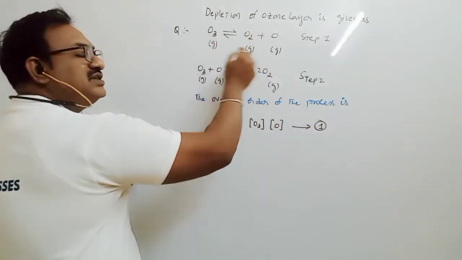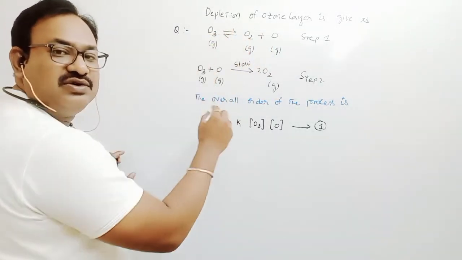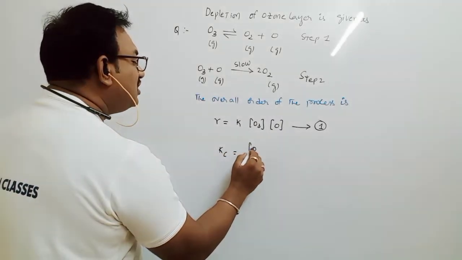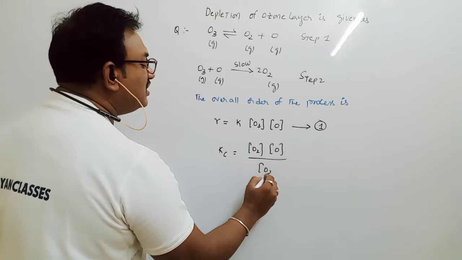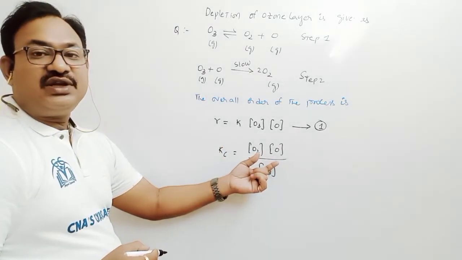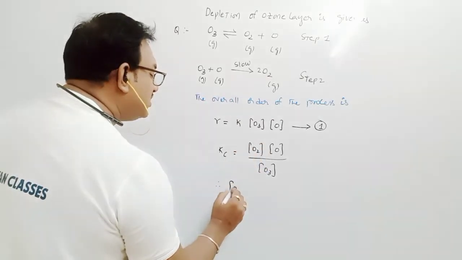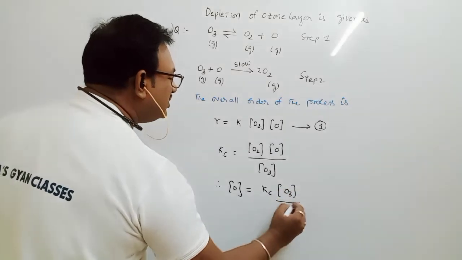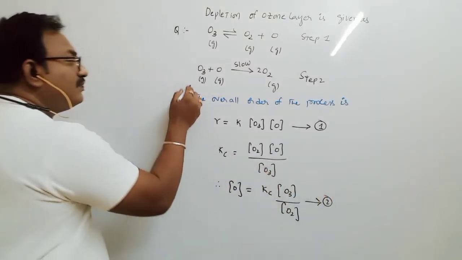Now take the equilibrium process of this ozone decomposition. So Kc is equal to concentration of O2 into concentration of nascent oxygen by concentration of O3. I want to substitute concentration of nascent oxygen in the first expression. Therefore concentration of nascent oxygen is equal to Kc into concentration of O3 by concentration of O2. Make it as equation 2.